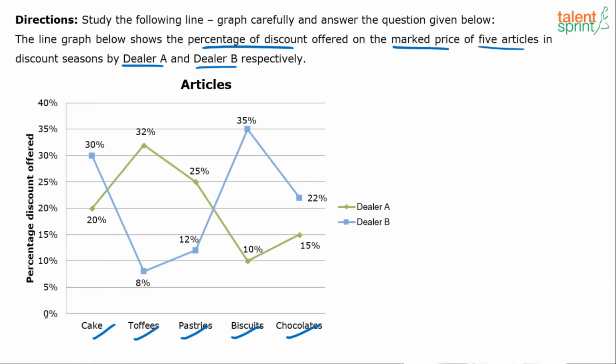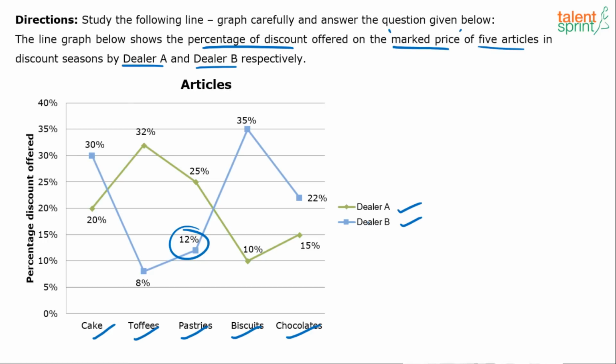The y-axis is percentage of discount from 0% to 40%, and there are 2 dealers, dealer A and dealer B. The line in green shows discounts offered by dealer A and the line in blue shows the discounts offered by dealer B. The percentages are directly marked. For example, the discount offered on the marked price of pastries by dealer B is 12%. 12% on what? The marked price. Discount generally is on the marked price. Here also it's on the marked price.